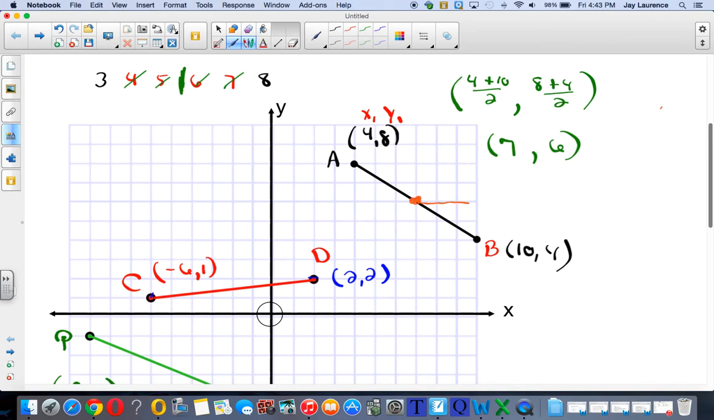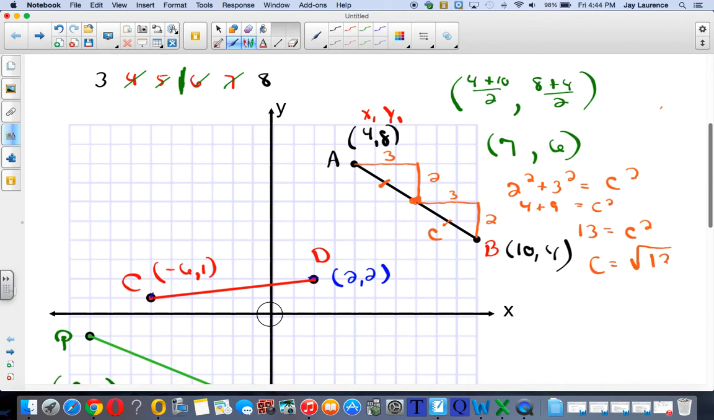Because look, I'm making two congruent right triangles, aren't I? Yeah. I mean, I could use the Pythagorean theorem to prove that these two segments are the same if you really wanted me to. This is 3 and this is 2, and this is 3 and this is 2, and I could take 2 squared plus 3 squared, and that'll have to equal c squared, right? Okay, that'll be 4 plus 9, c squared. That'll be 13 equals c squared. C will be equal to the square root of 13, the rad of 13.